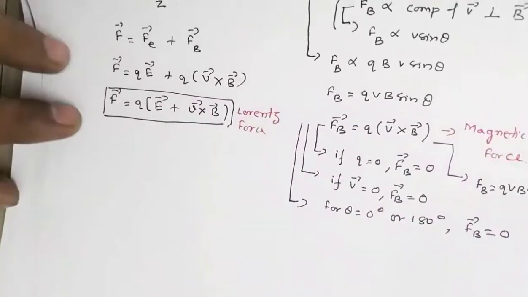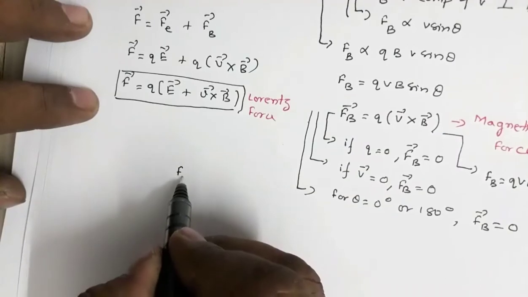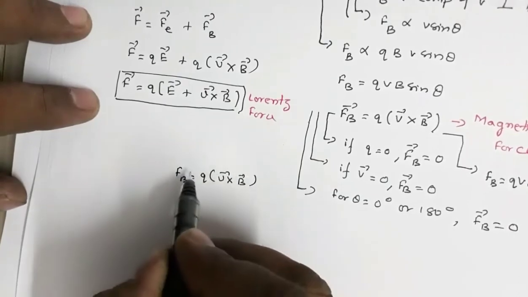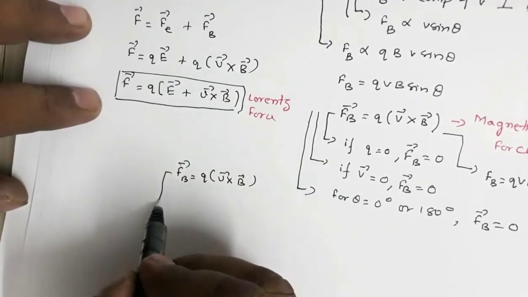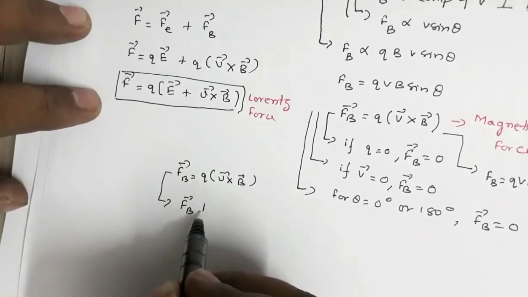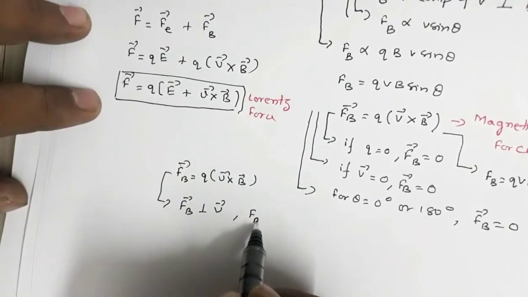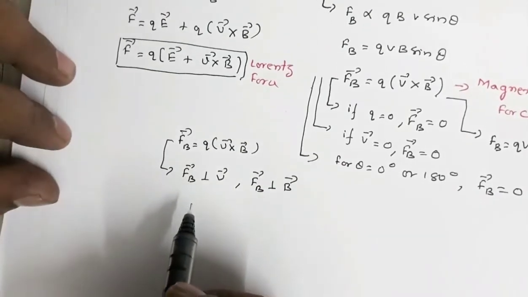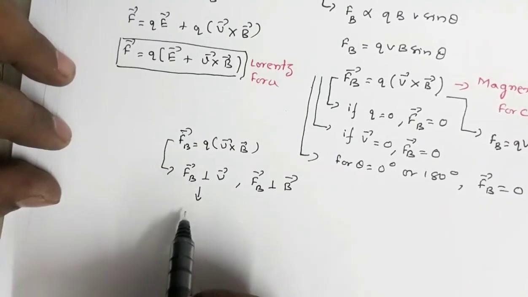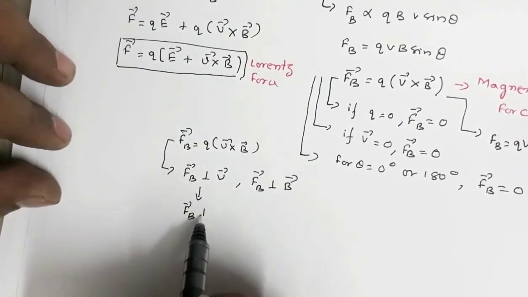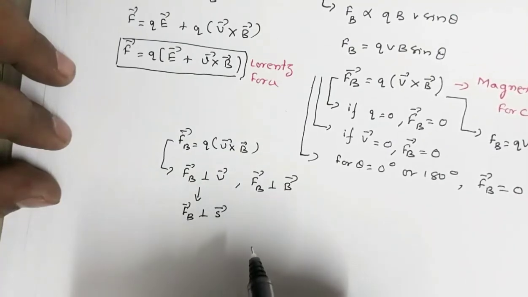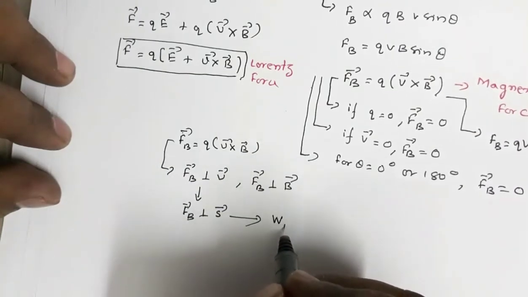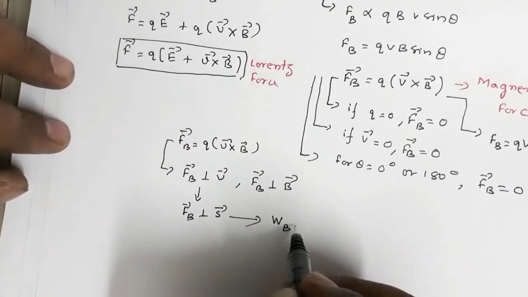So Fb is equal to qV cross B. This implies this magnetic Lorentz force is perpendicular to the velocity vector. It is also perpendicular to the direction of magnetic field. Now since magnetic Lorentz force is perpendicular to the velocity vector, it implies it is perpendicular to the displacement of the charged particle. Now since the force is perpendicular to displacement, work done by magnetic Lorentz force will be 0. Why?